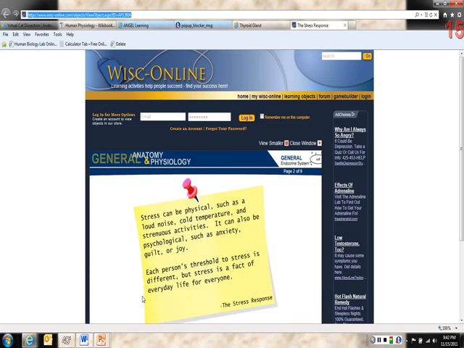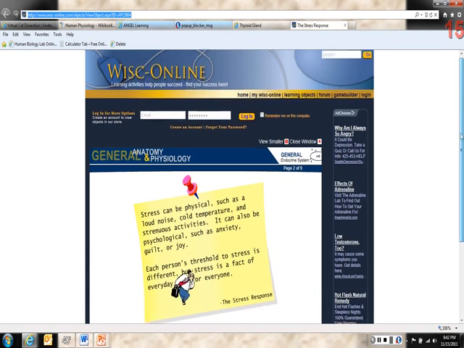So this one states that stress can be physical, such as loud noise, cold temperature, strenuous activity. It can also be psychological, such as anxiety, guilt, or joy. Each person's threshold to stress is different, but stress is a fact of everyday life for everyone.